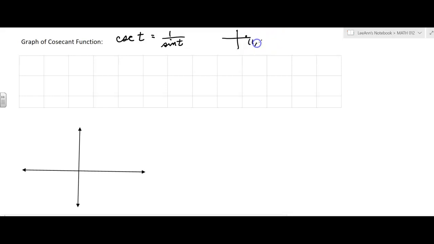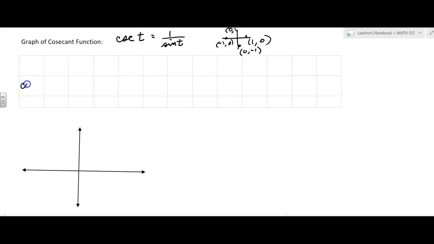1, 0, 0, 1, and negative 1, 0, and 0, negative 1. Okay, so let's think about our quadrantal angles.